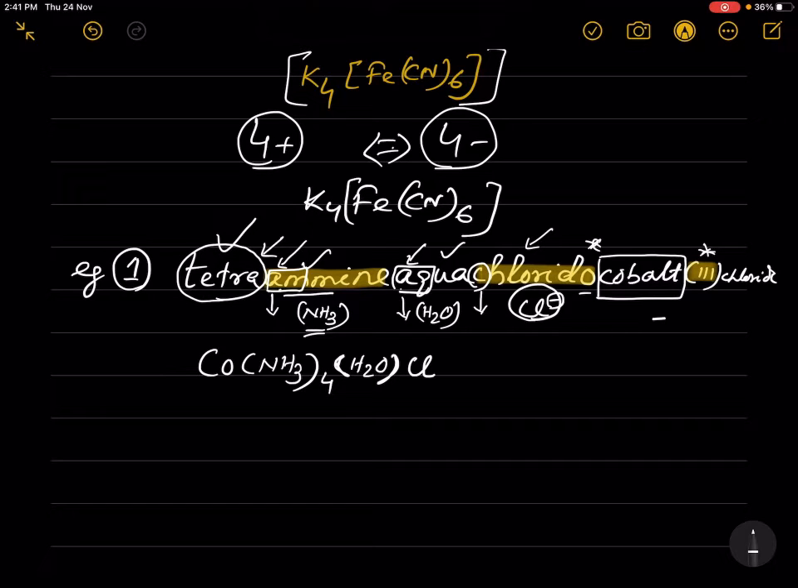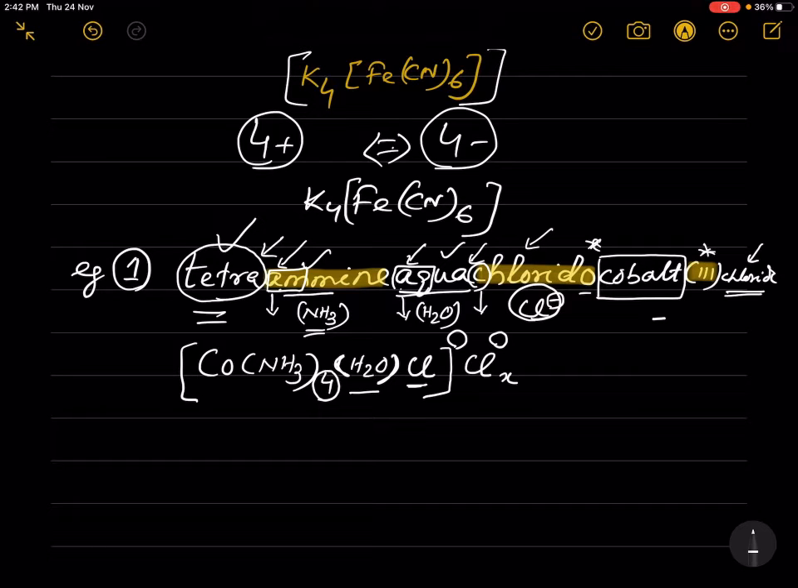Then the square bracket ends. Why are there 4 ammonia molecules? It is written tetra. Why 1 water molecule? Because it is written only aqua. Why 1 chlorido? Because there is no numerical prefix, so it is Cl only. Then outside the square bracket you will find chlorine also, chloride. But how many chlorine atoms, that we have to discuss after balancing the charge on the cation and the anion.